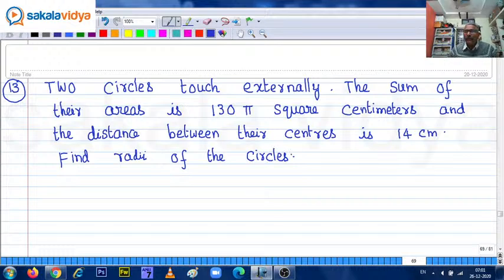Substituting r2 as 14 minus r1, you will get a quadratic equation in r1. After that, subtracting r1 from 14, we get the radius of the second circle. So this process needs to be followed. You solve it, I will give you 5 minutes. First draw the figure, a rough figure.